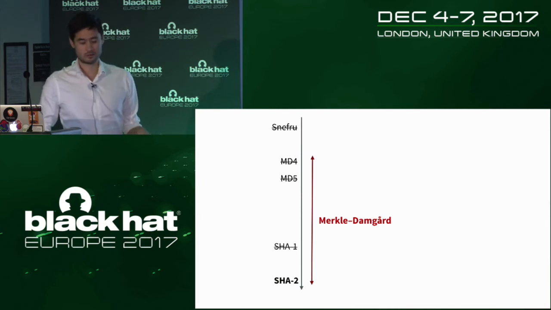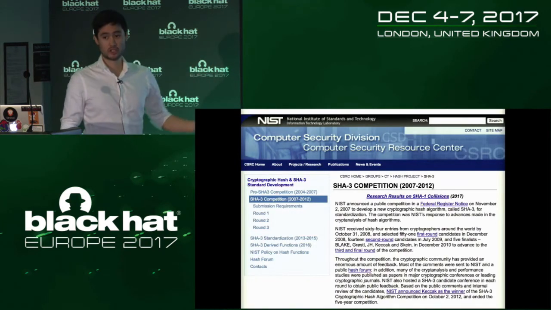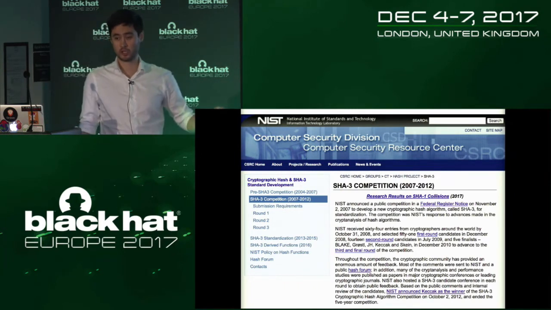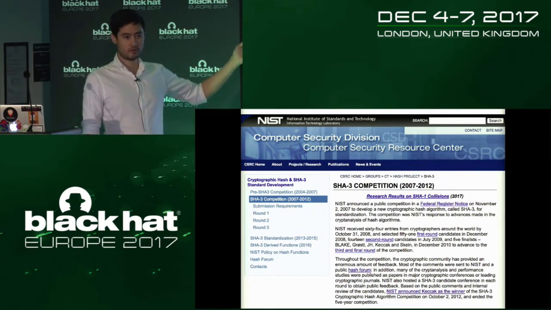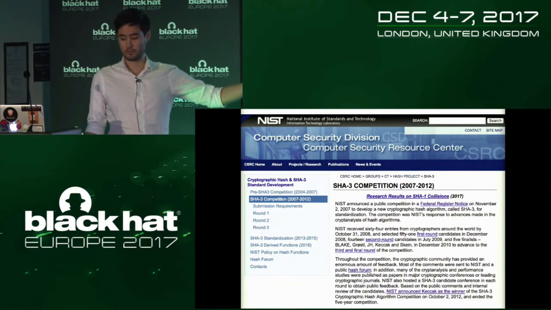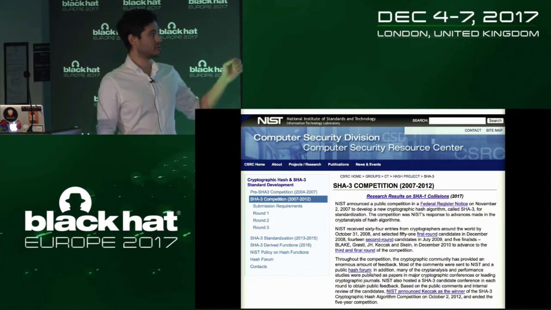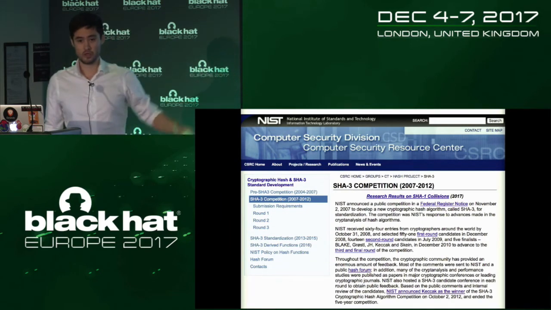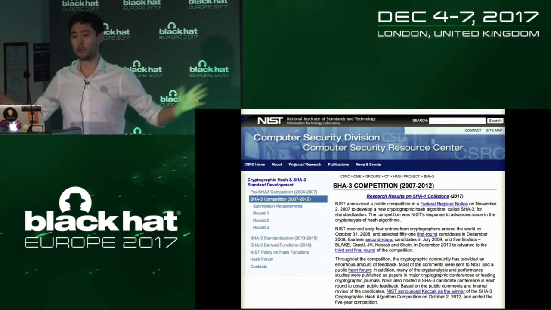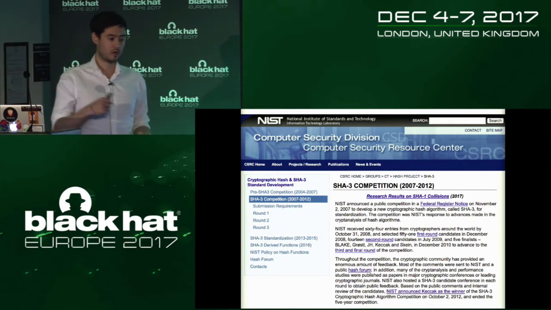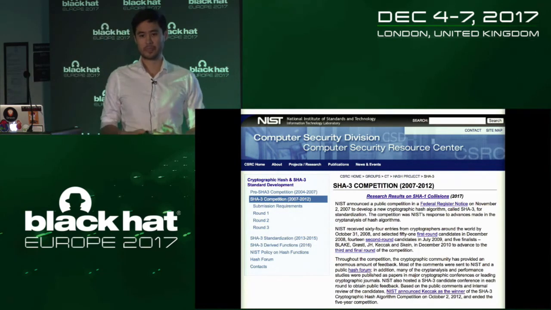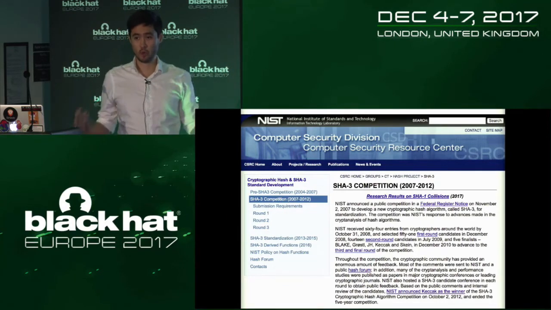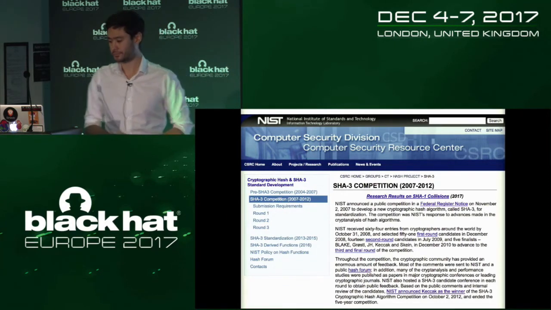So the NIST, an American organization, decided to organize an open competition, like the AES competition, for the new standard hash algorithm, SHA-3. So it started in 2007, lasted for 5 years. 5 years in which 64 different candidates from all over the world fought to become the next standard. So SHA-2 was designed by the NSA. SHA-3 is really an open standard.